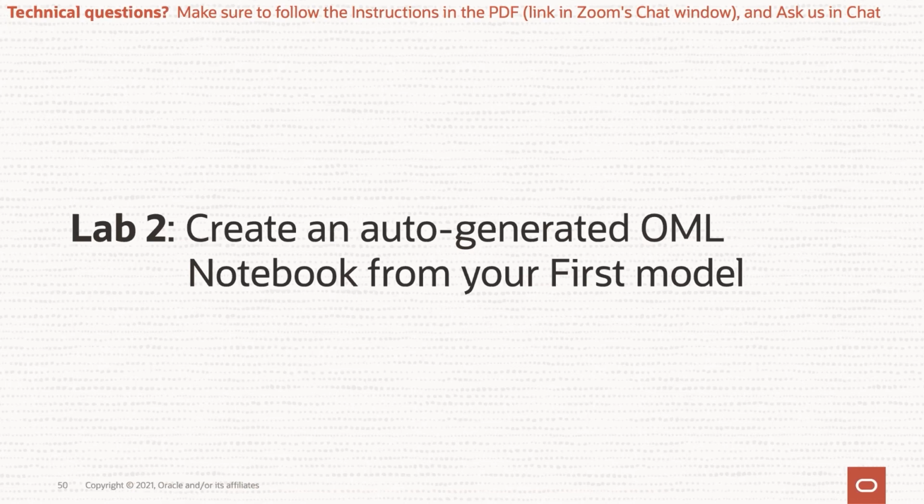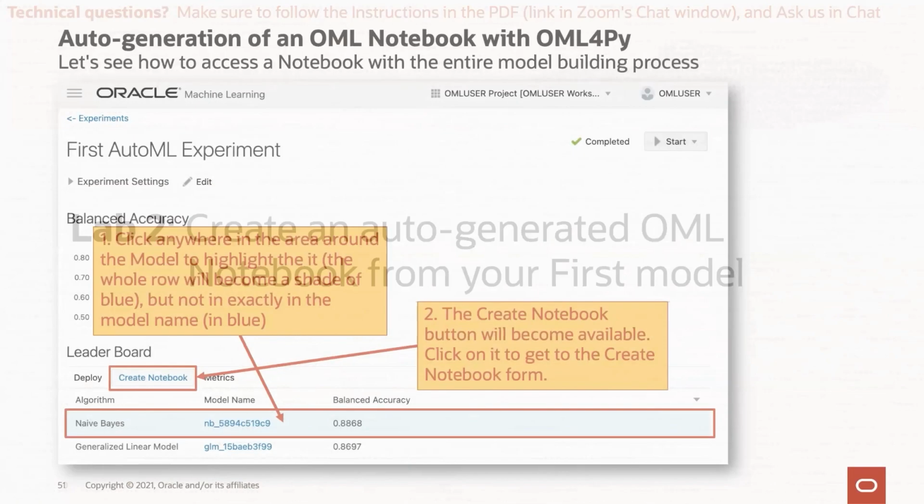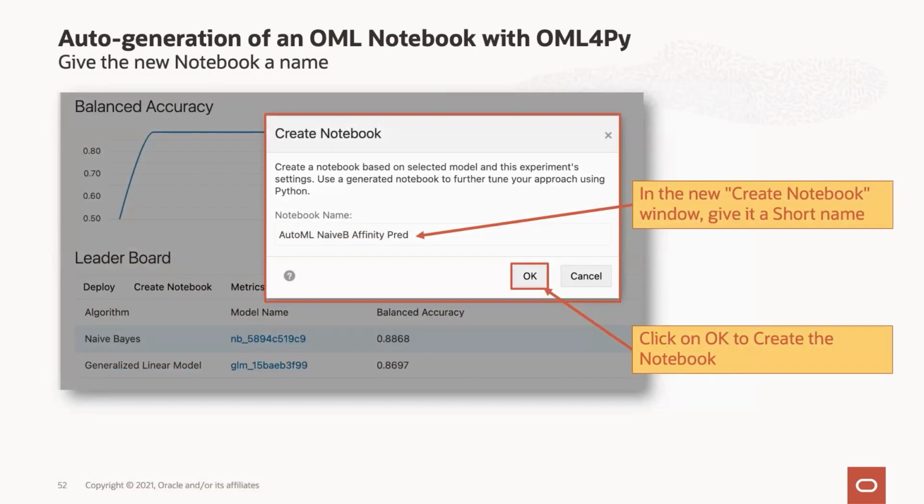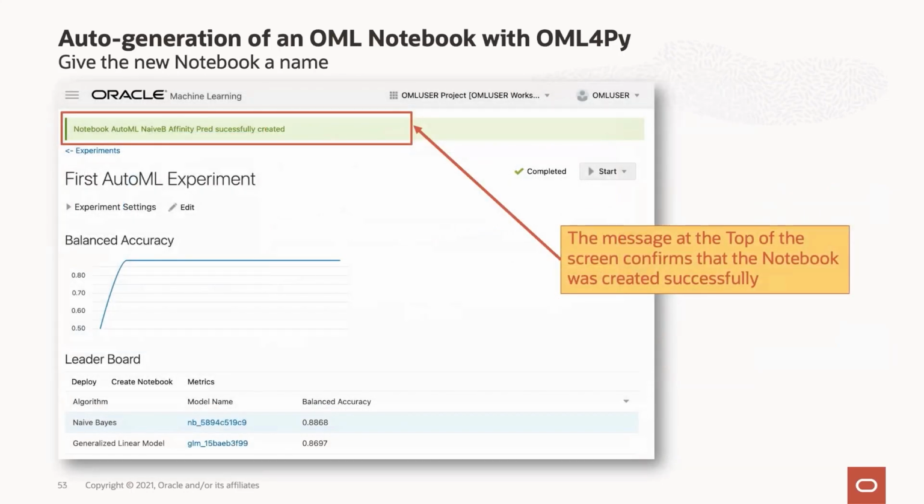Okay, so I'm going to start lab 2. Basically, we're going to create an auto-generated OML notebook from your first model. So we want to go exactly where we were in that screen. We're going to select the naive Bayes, and then click Create Notebook. Then a pop-up window is going to come up, and you can click on Notebook Name: AutoML Naive Bayes Affinity Prediction. Let's give it that name, and then click OK. Once you do that, you're going to get a notice on the top that confirms the notebook was created successfully. Okay, so let's do that.